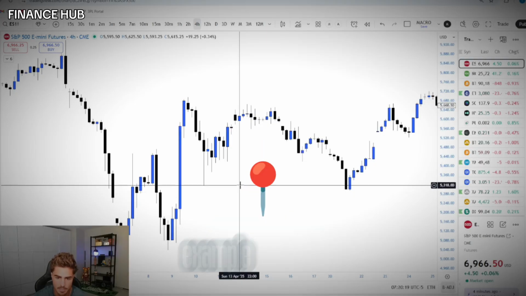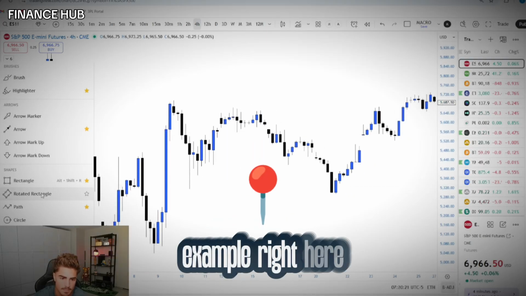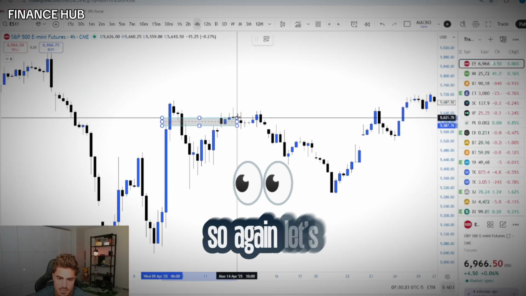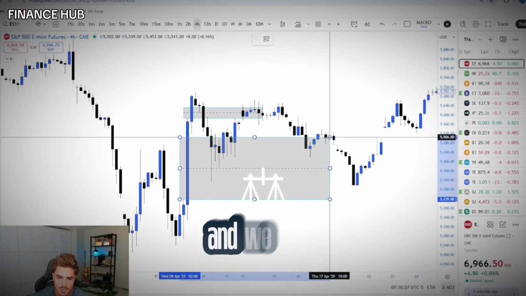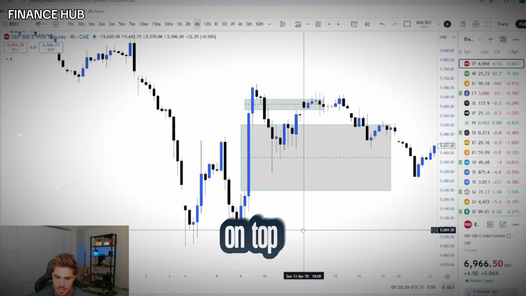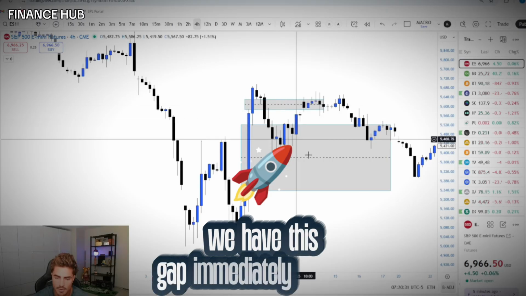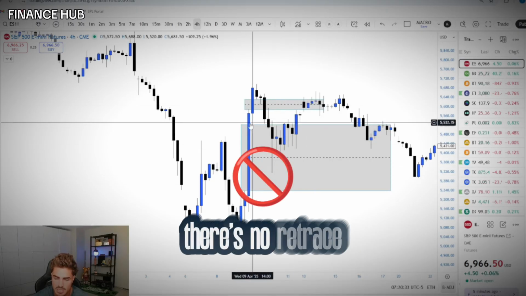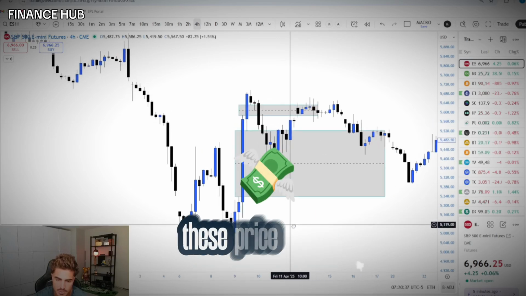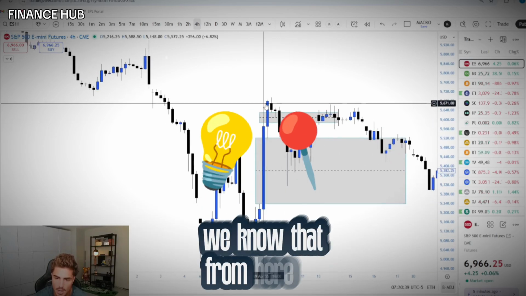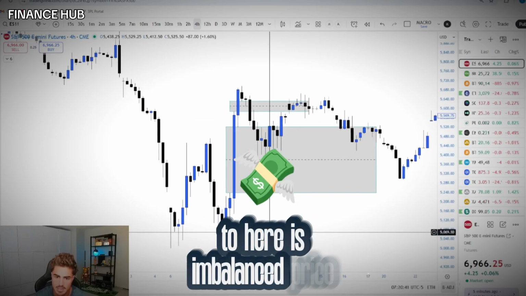Okay, so this is a good example right here. So again, let's see, we're in an uptrend here, right? And we have two fair value gaps that are stacked up on top of each other. We have this gap immediately followed by this gap. Again, there's no retrace in between. There's no price showing us that we balanced out these price ranges yet. So awesome. We know that from here up to here is imbalanced price.